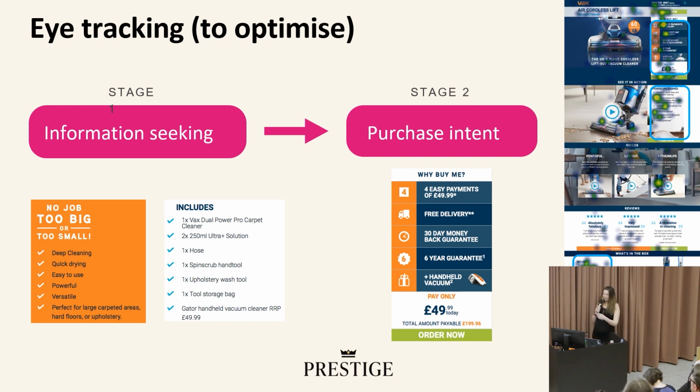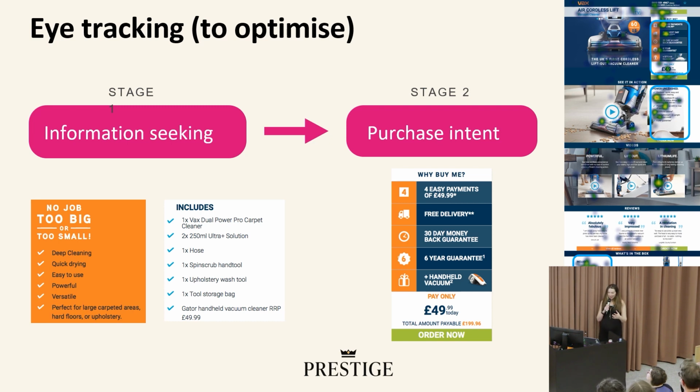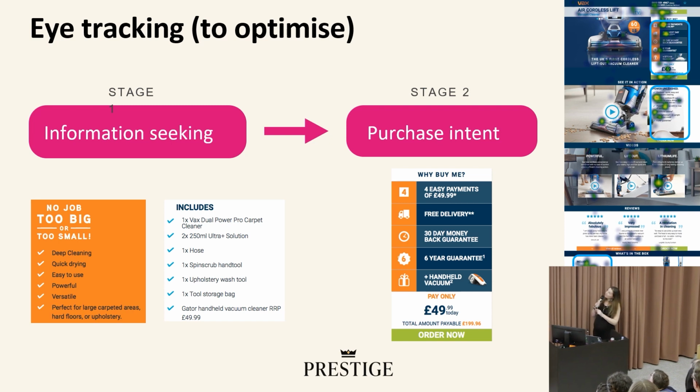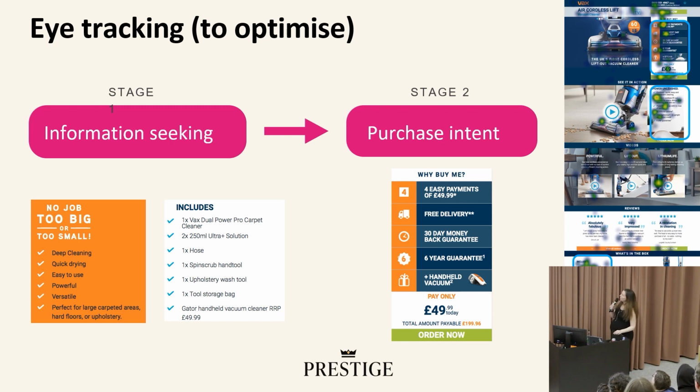So this is actually an example that I did for VAX. We wanted to optimize the landing page. And what we found was that the first stage of using this website was information seeking. People wanted to know information about the vacuum cleaner, and it's only then that they gained purchase intent and wanted to know information around that. So they had the order of the content on the page in slightly the wrong way. The section at the bottom that you see there really needed to go up to the top, and you can see how people were reading that quite a lot. There's a lot of focus on there.